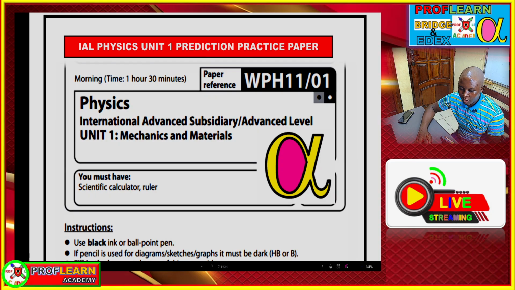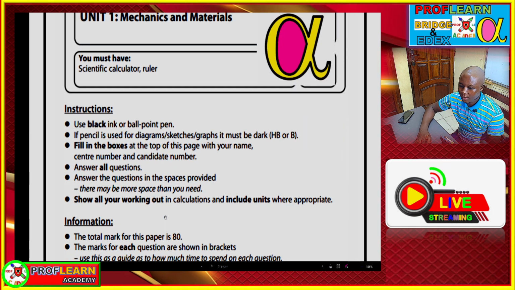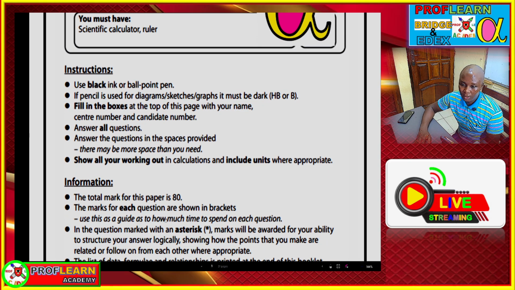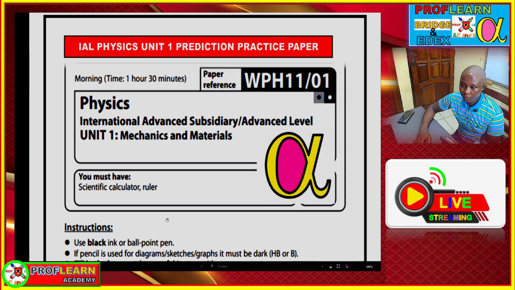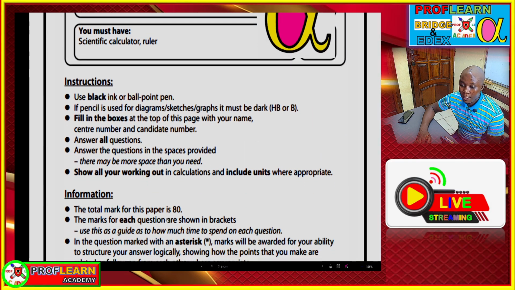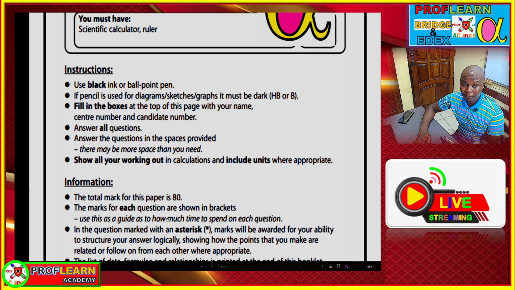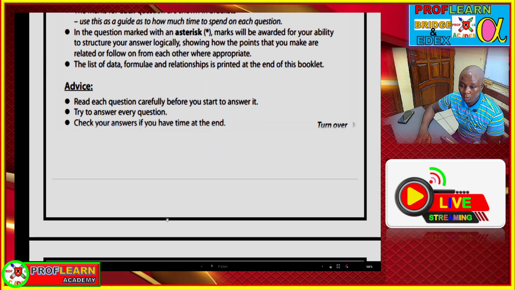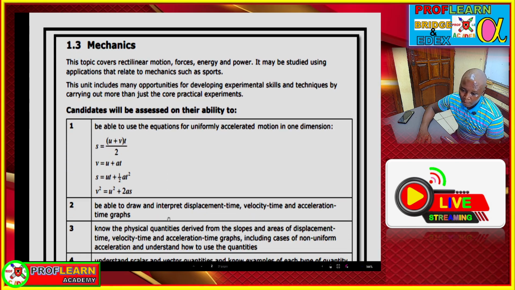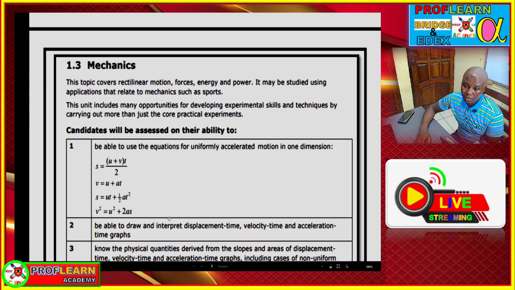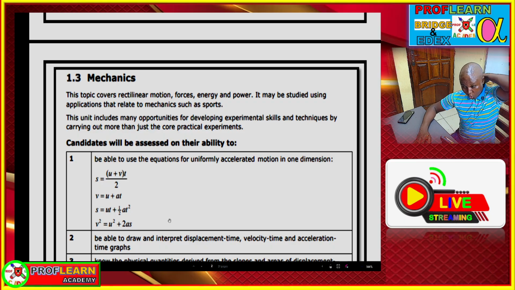Now, going into the paper, something that we need to first look at is how many marks you are going to be tested on. This paper is 80 marks and it usually takes a total of 1 hour 30 minutes to answer. The paper is multiple choice as well as structured questions. The first 10 questions are multiple choice, and then the rest of the questions are structured.